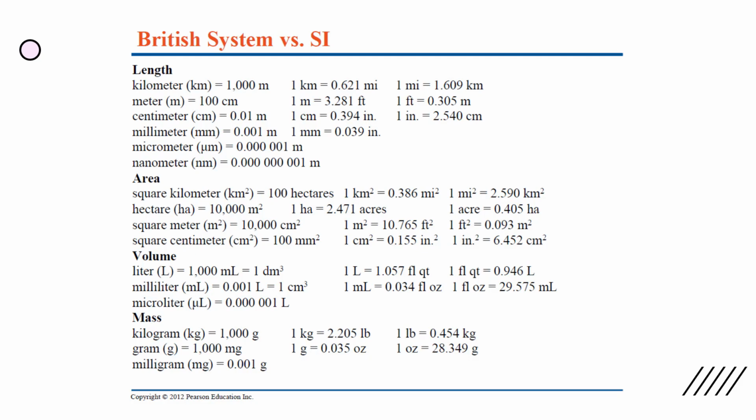Note also that aside from the SI system of units, we have the British system and the CGS system. In the British system, length is measured in miles, feet, and inches. Mass is measured in pounds. And in the CGS system, length is measured in centimeter and mass is measured in grams. So here are measurements of length, area, volume, and mass in the metric system and their corresponding British system equivalents.